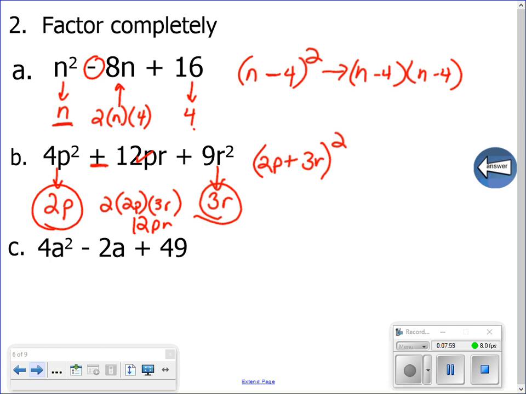We do the same thing for the last one. So the square root of 4a squared is 2a. The square root of 49 is 7. Again, I want to check to see if I'm going to get the middle term.